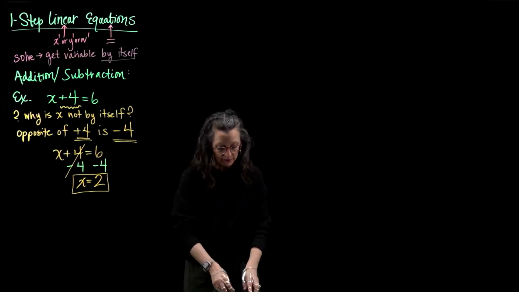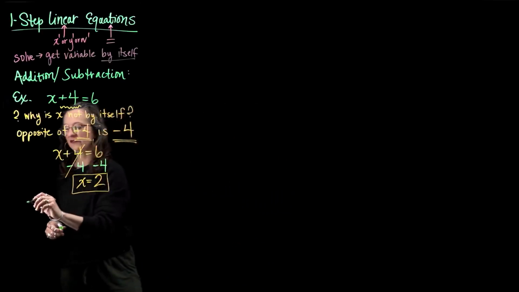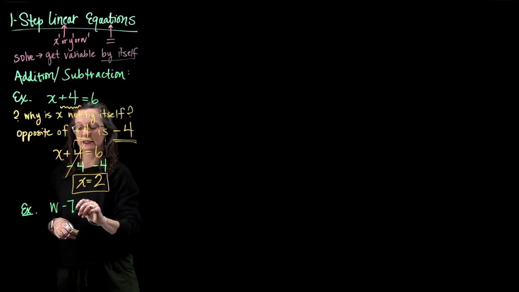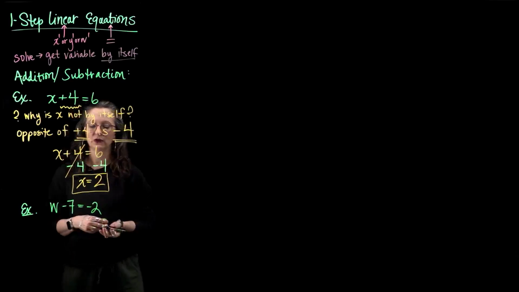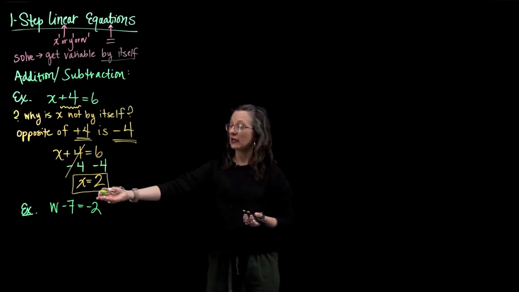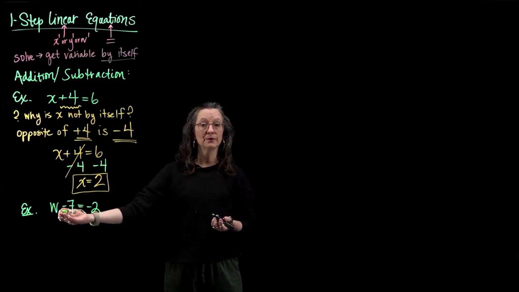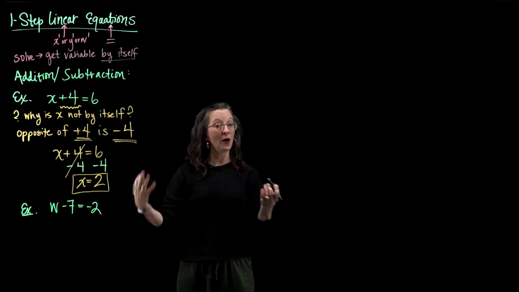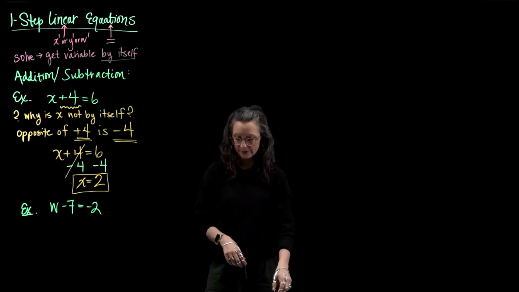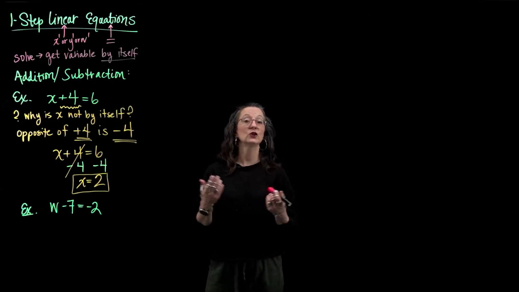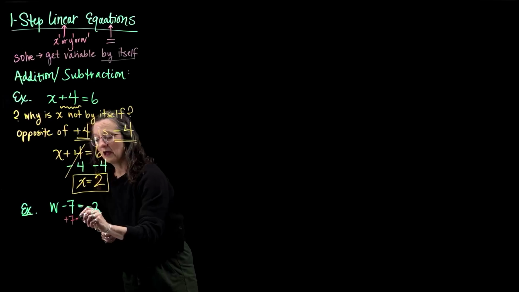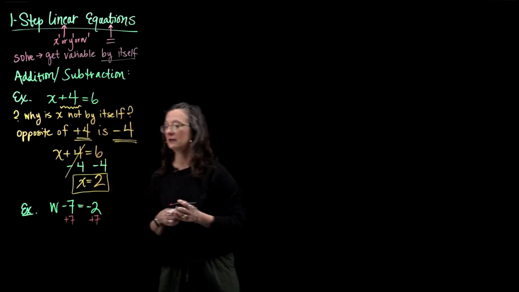All right, let's look at another one. What if I had w minus 7 is equal to negative 2? Well, when I look at that equation, I can identify my variable, w, and it's not all by itself because we have subtracted 7 from it. So, in order to undo minus 7, I'm going to do the opposite on both sides. I'm going to add 7 to both sides.